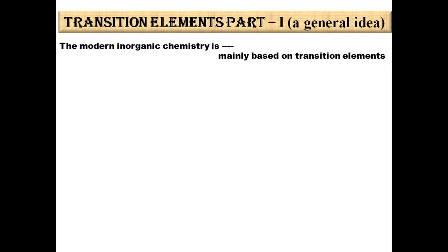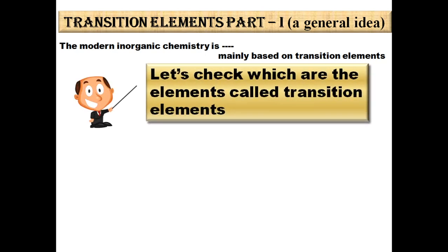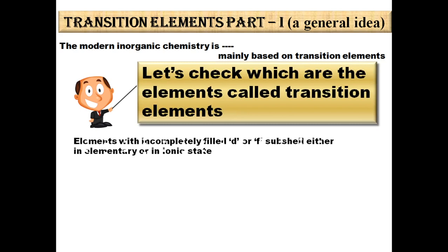Look, modern day chemistry is mainly based on transition elements. Mainly, not 100%, but mainly. So the necessary question comes: what are the elements called transition elements? As per definition, we can say that those elements are called transition elements which have an incompletely filled d subshell or f subshell, either in the elementary state or in the ionic state.